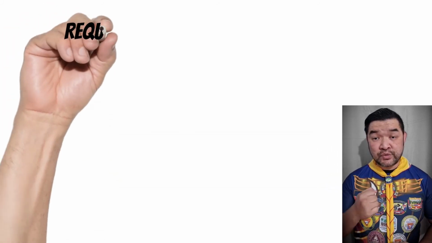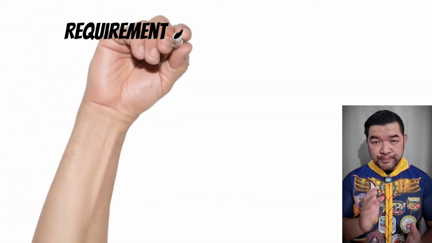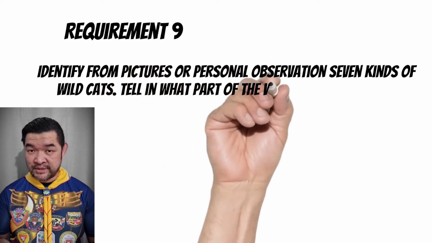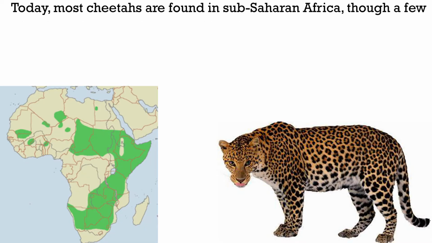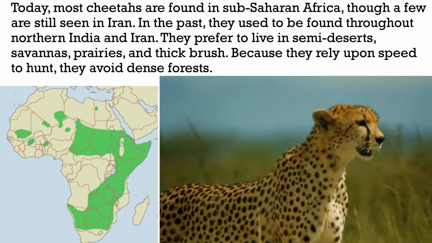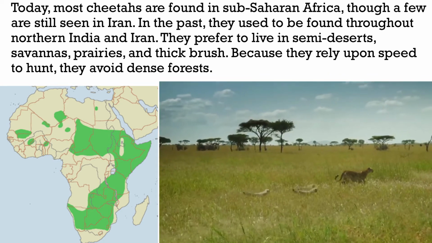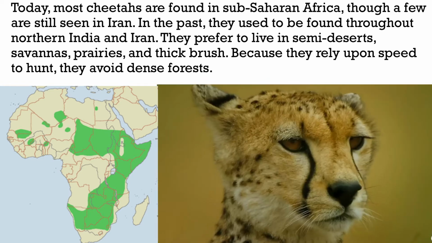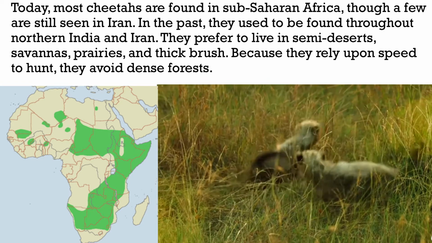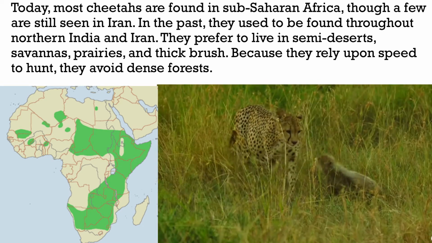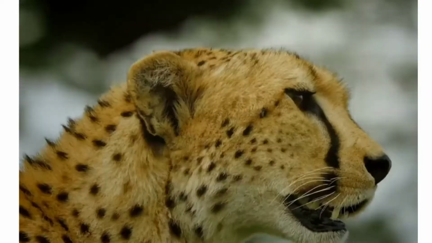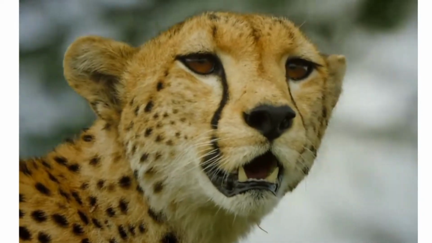Almost there, Pathfinders. Requirement number 9. Identify from pictures 7 kinds of wild cats and tell us which part of the world they're from. Cheetah. Today, most cheetahs are found in sub-Saharan Africa, though a few are still seen in Iran. In the past, they used to be found throughout northern India and Iran. They prefer to live in semi-deserts, savannas, prairies, and thick bush. Because they rely upon speed to hunt, they avoid dense forest.